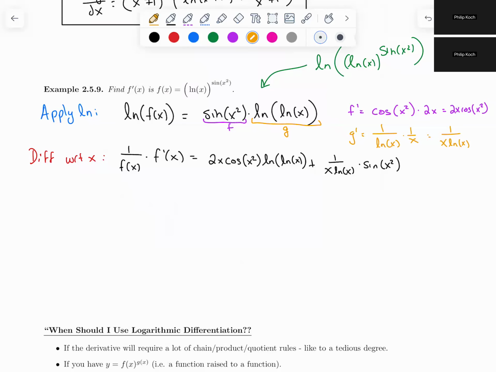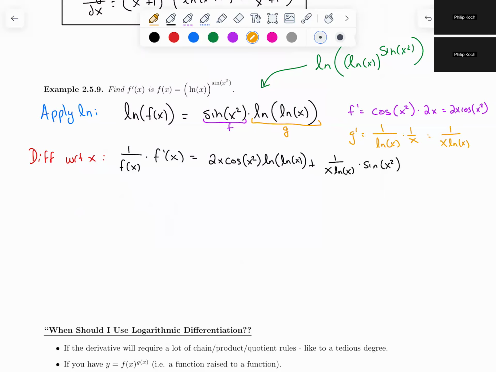So it would be 2x cosine of x squared. That's the derivative of f, the purple function, by the chain rule. And then derivative of g is 1 over the inside, so 1 over ln of x times the derivative of ln of x, which would be 1 over x. Or to write it more pretty, 1 over x times natural log of x. And then f prime g plus g prime f gives you that.